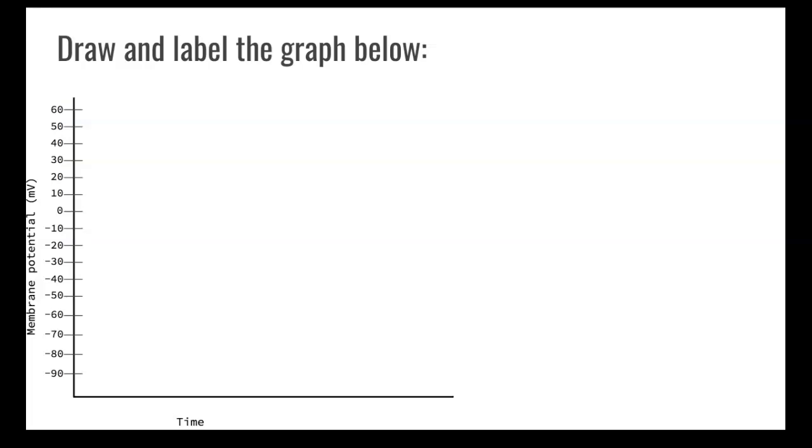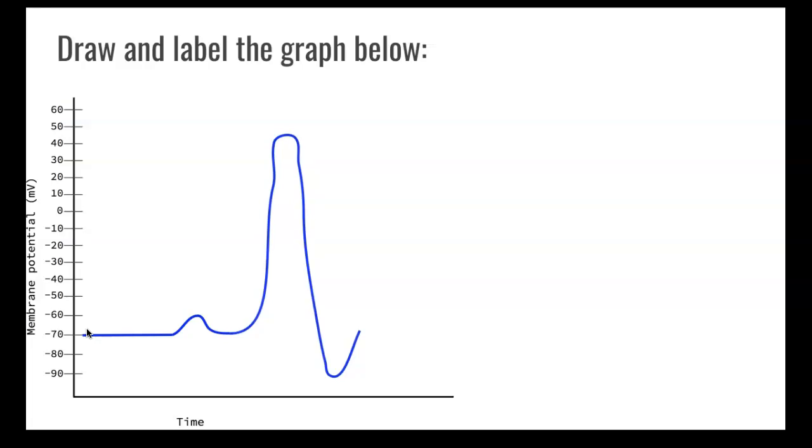So this graph is showing the membrane potential, the voltage on the membrane at any given time throughout an action potential. So we're going to start at rest at -70, and we're going to just draw a quick little loop-de-loop. So we're going to have a little blip and then a full action potential and then go back to rest.